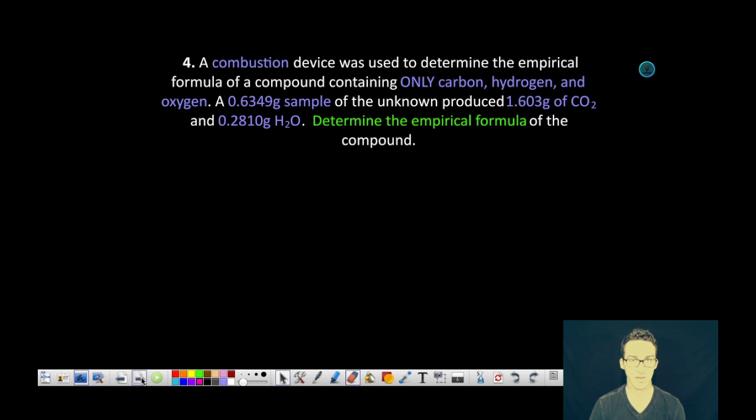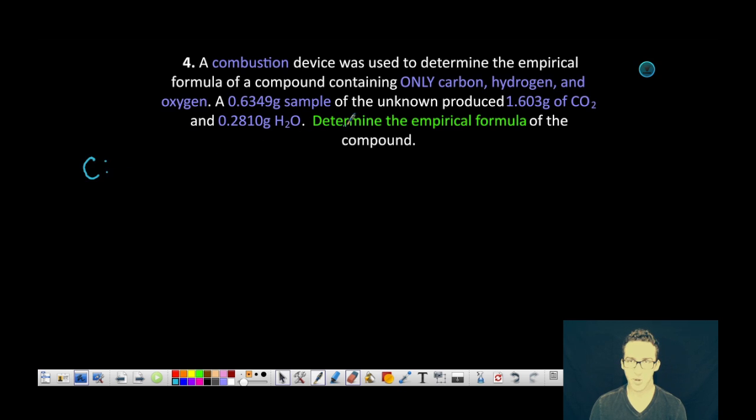So again, we're doing combustion here. We're assuming complete combustion. We're only going to get carbon dioxide and water as our products. And we're asked to figure out what the empirical formula is. So as you think back to the last problem, we need to know how many moles of carbon, hydrogen, and oxygen we have in this sample so that we can then compare them to write our formula. We're going to start with carbon.